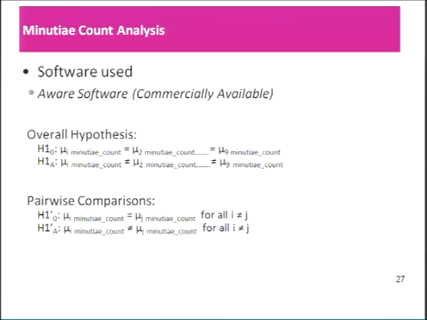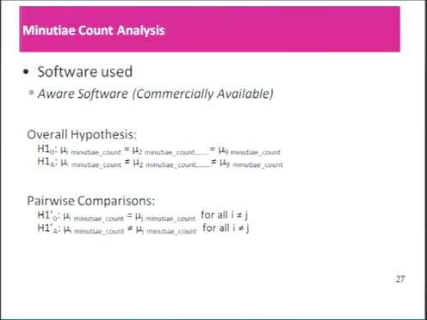So for the minutia count analysis, we use a commercially available software, and the hypothesis that was tested was that minutia count for the data sets collected using these 9 sensors was statistically similar. That was the null hypothesis, and the alternate hypothesis was that the minutia count for the 9 different data sets was not similar.